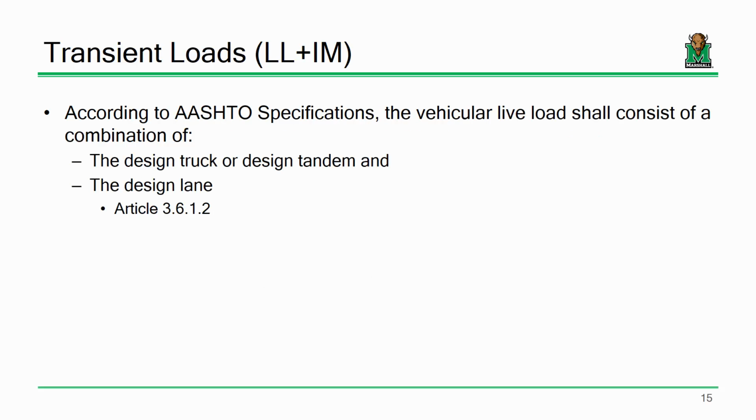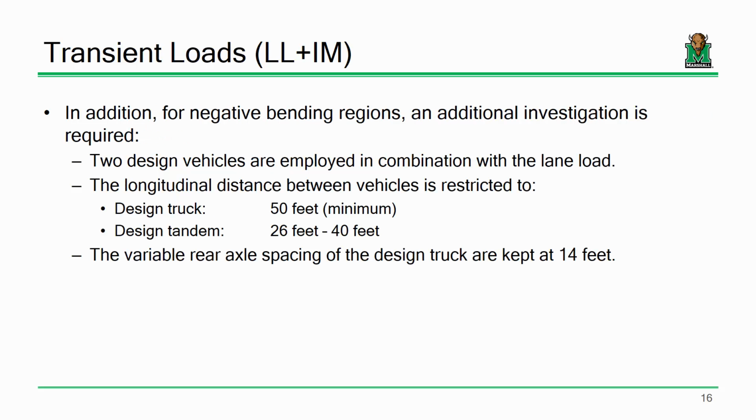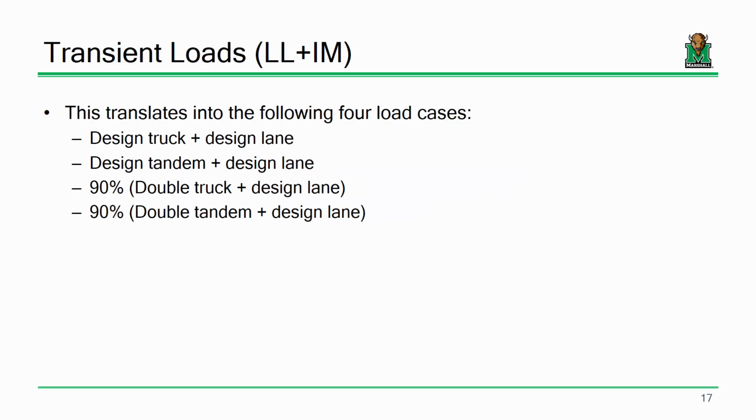And then we did a lot of discussion about the combination of those loads. Essentially what you're doing is either the truck and the lane or the tandem and the lane. So you're going to have to combine these force effects in various fashions, and we're going to talk about that today. In negative bending regions, we have a special investigation that we have to conduct where we basically straddle 2 trucks across the pier to try and generate those additional negative moments that you would get in pier regions.